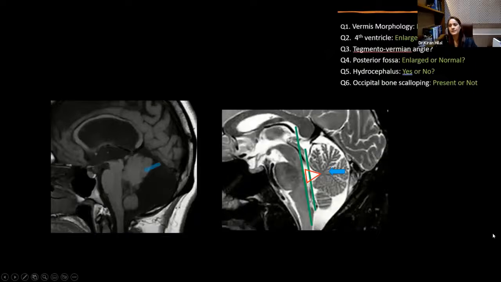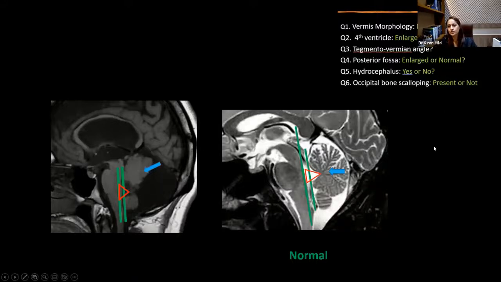Talking about the vermis, is the vermis normal or abnormal? If you focus on the size of the vermis, it looks normal, but this cystic structure in the posterior fossa is pushing it, causing a mass effect over it. If we talk about the fourth ventricle, if you look carefully, the fourth ventricle absolutely looks normal in size, but again, it is having a mass effect because of the cystic structure in the posterior fossa. If we talk about the tegmentovermian angle, again, the tegmentovermian angle is absolutely normal.